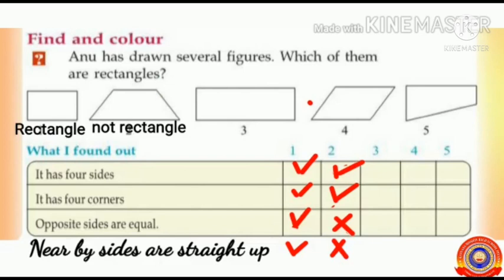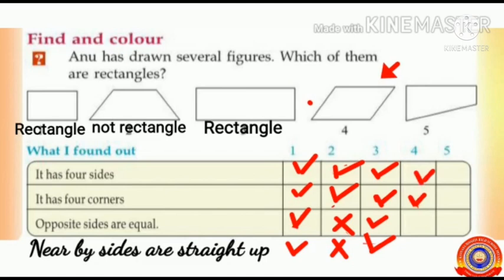See the third figure? This figure has 4 sides and 4 corners. Its opposite sides are equal. And also its nearby sides are straight up. So we can say that the third figure is a rectangle. See the fourth figure? Fourth figure has 4 sides and 4 corners. Its opposite sides are also equal, but its nearby sides are not straight up. They are slanting sides. So we can say that the fourth figure is not a rectangle.